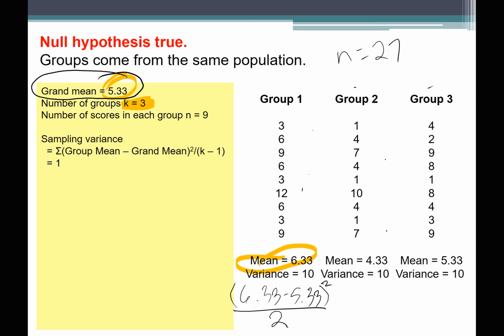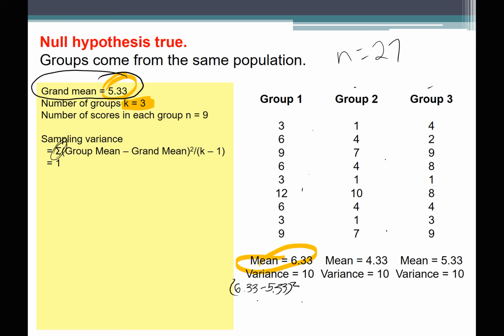Oh, because we need to sum it up first. Duh. Because this one, 4.33 minus 5.33, here, I'm going to clean this up and do it over again. Okay. So, let me try to write a little bit neater. So we'll do the first one. 6.33 minus the grand mean squared.